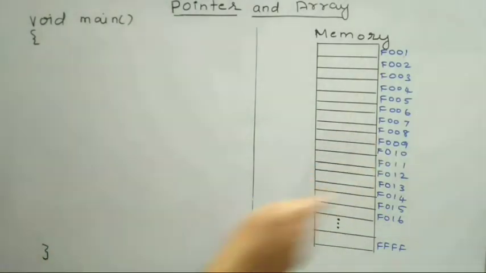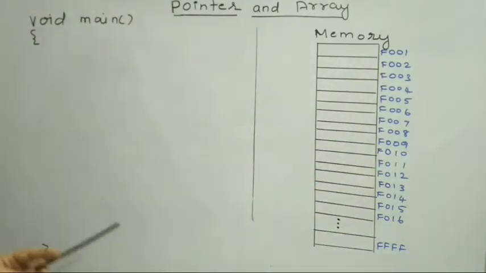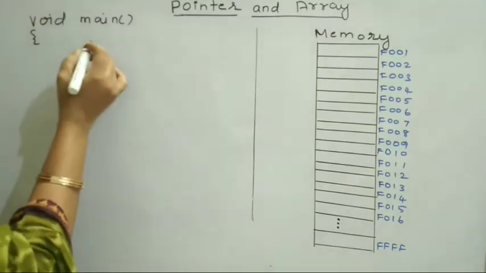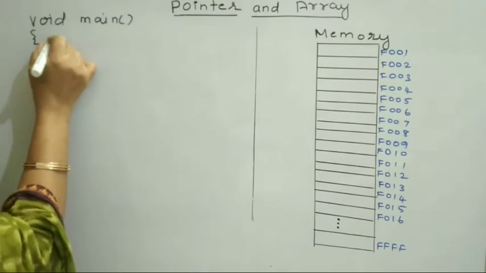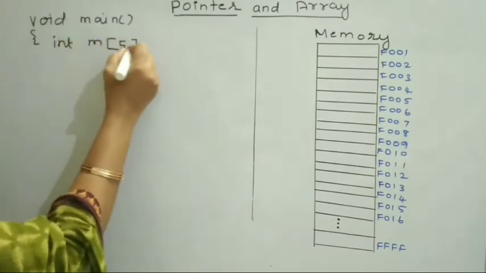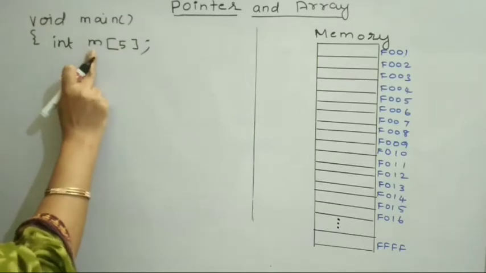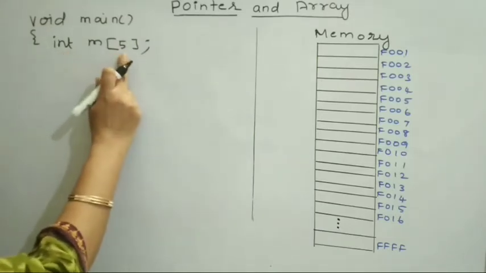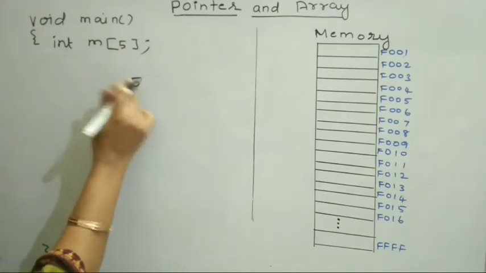Basically, memory addresses are hexadecimal values. Inside this main function, I am going to declare an integer array: int m[5]. Here m is the name of the array. It is an integer array, and at the maximum I can have 5 elements in the array.